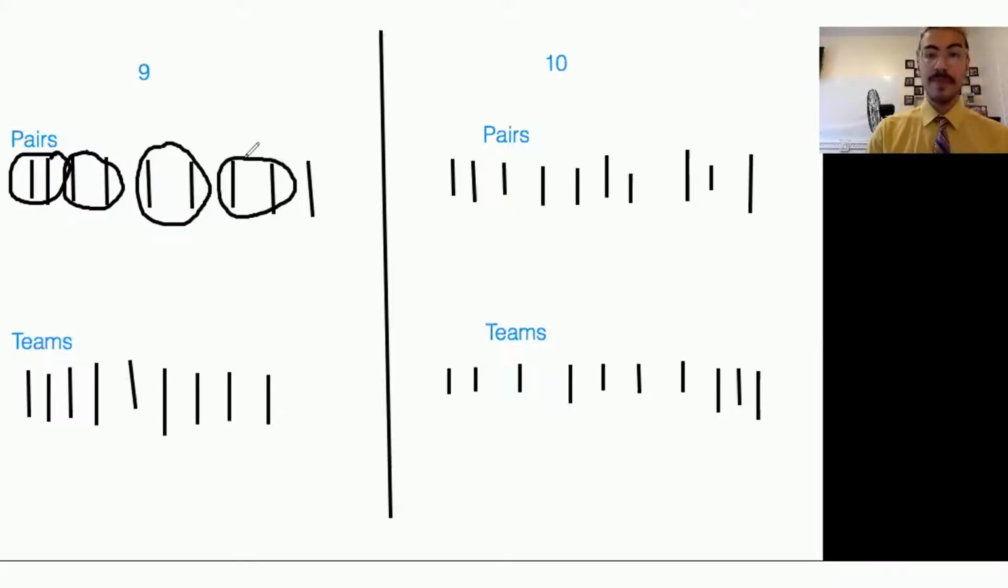Awesome. What do we notice? Well, when I put 9 into groups of 2, I have 4 groups of 2 and 1 left over. Now, let's put 9 into teams of 2.